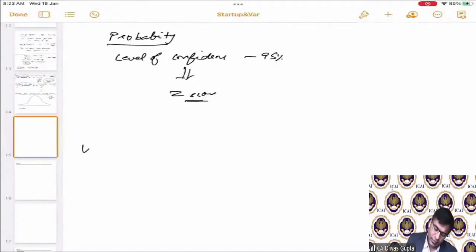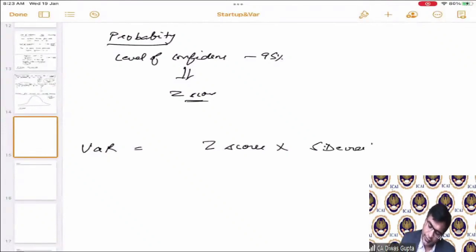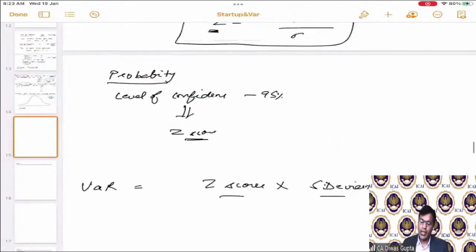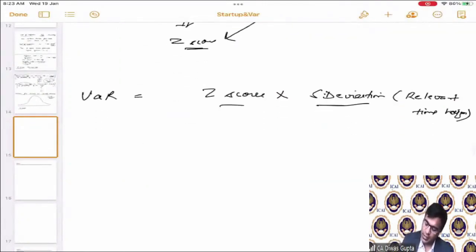Correct? And then the formula for VaR is Z score multiplied by standard deviation. This we have to put for the relevant time horizon. This is called value at risk, in which we have to put the Z score and the standard deviation. So the Z score will come from the level of confidence, whatever it is. It will be seen from the table and put in here. And the standard deviation will always come in absolute.